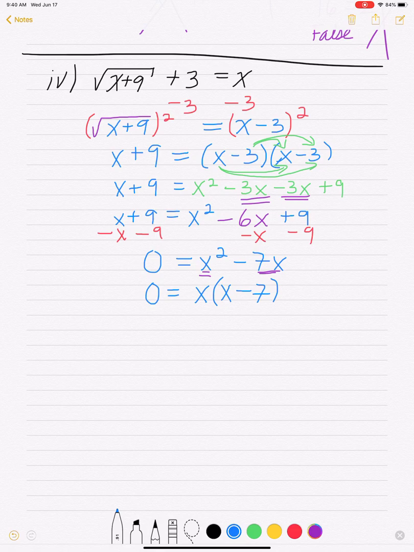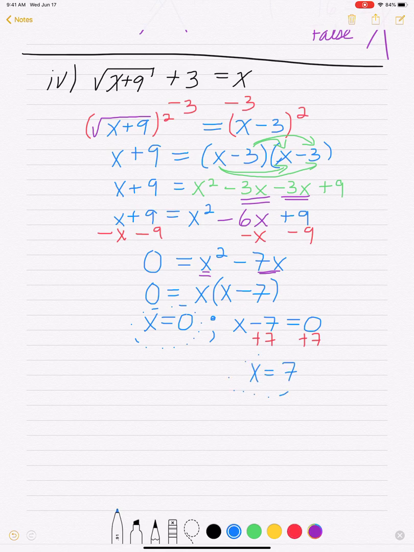So by the zero product property, one of those has to be 0, so I'm going to set the first factor equal to 0, and I'm going to set the second factor equal to 0. So one of our potential solutions is x equals 0. That's only a potential solution. And the other one we want to solve all the way. We're going to add 7 to both sides, and we're going to get x equals 7 as a potential solution.